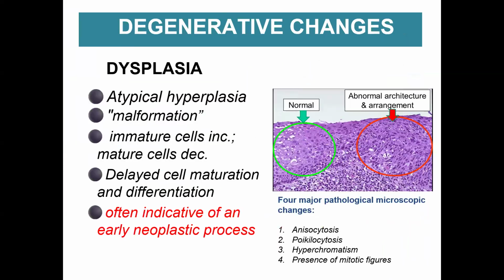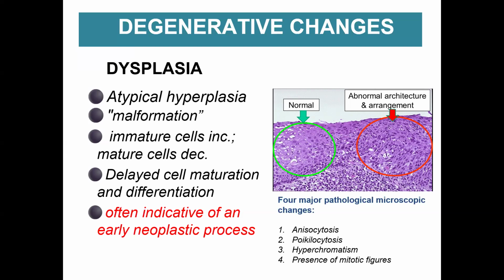So we go now to the degenerative changes. First is your dysplasia, as discussed before. This is an atypical hyperplasia, no? So there is a malformation. Basically, there is an increase in the immature cells as compared to the mature cells. So an increase in immature cells, a decrease in the mature cells. We also have delayed cell maturation and differentiation, and this is often indicative of an early neoplastic process.